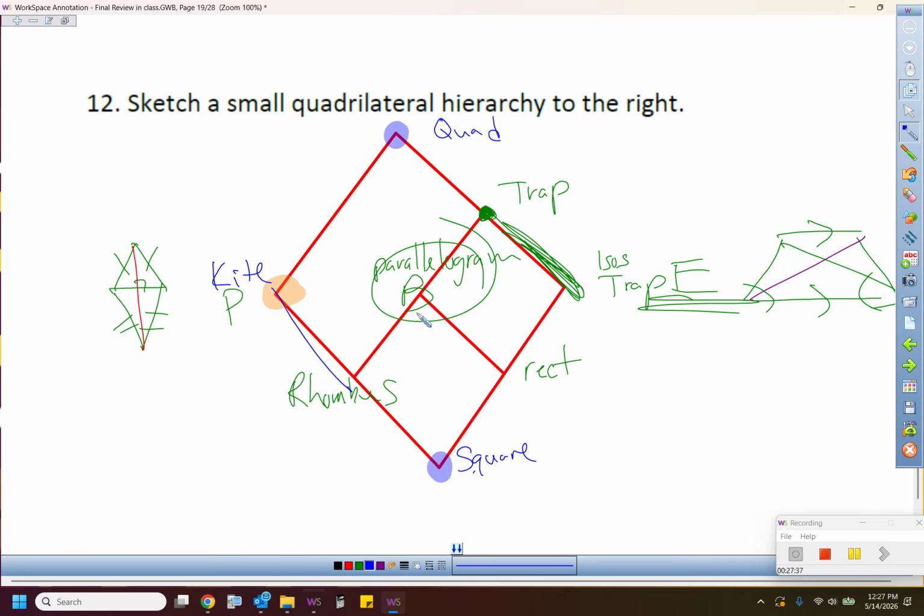All right. So now let's use the hierarchy to figure out what's true about the diagonals of a rhombus. Pretty simple. Bring them down. What's true about the diagonals of a rhombus? They should be perpendicular bisectors of each other. What is true about the diagonals of a rectangle? Bisect each other. Anything else? They are equal. They're the same length, and they cut each other into 2 equal parts.